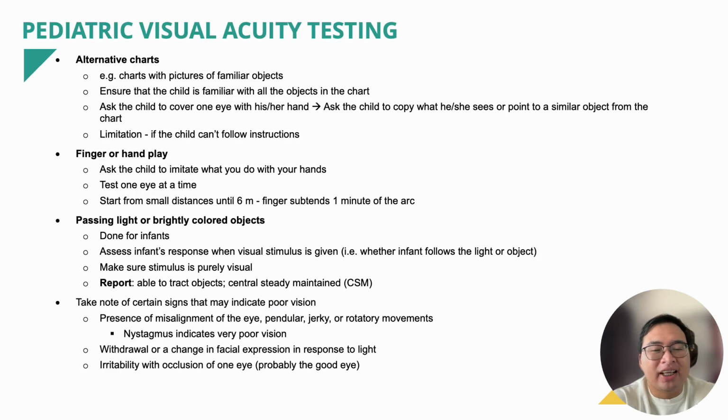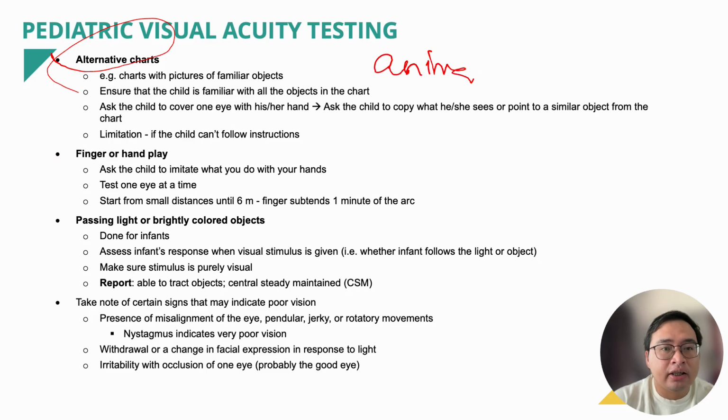Next, how about for pediatric patients? So all of that visual acuity testing we have been discussing up to this point has been for patients who are able to follow instructions. For pediatric patients, you have to disguise your physical examination as play. So you could use alternative charts like I have mentioned, animals, or if the patient is not yet familiar with letters but already familiar with numbers, you could use numbers.